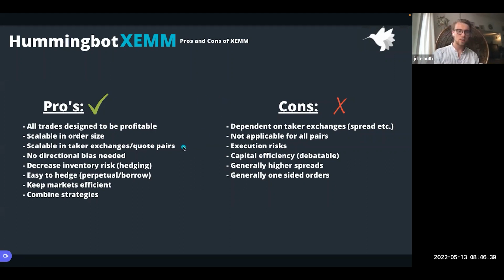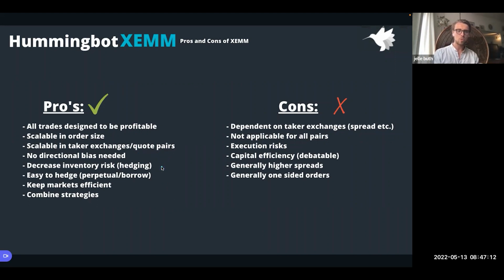It's really scalable in taker exchanges and quote pairs, which I just explained. And the thing that I really like is that with pure market making, people tend to, for example, if there's an uptrend, widen their ask spread, because you kind of need to have a little bit of an understanding of where the market is going and adjust your bot to it. But for cross exchange market making, it really doesn't matter where a market is going, because the spread really adapts to the taker exchange and wherever the price is going. So it's really nice to have that.